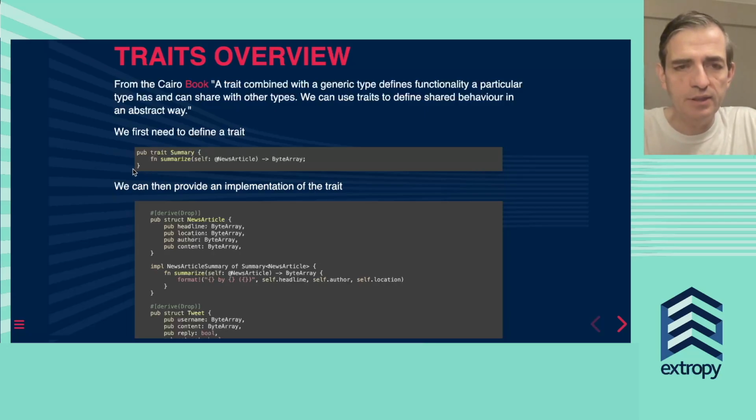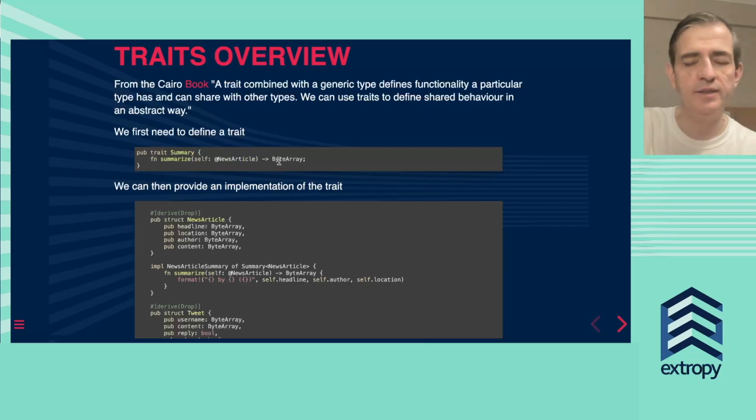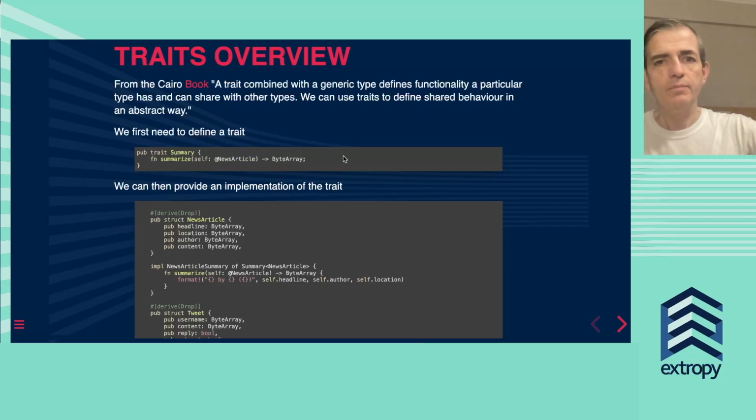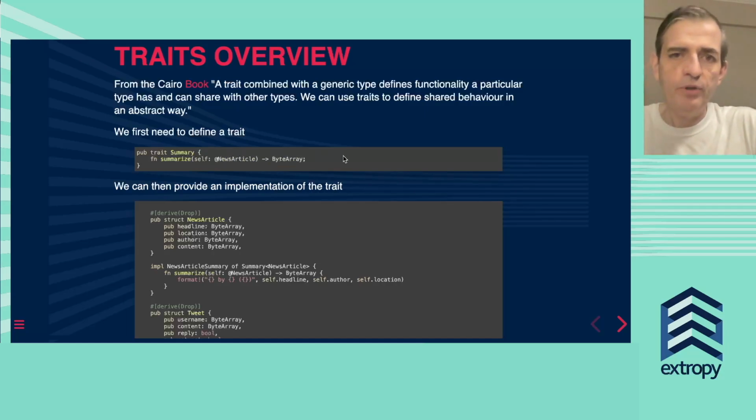As you can see here, we define a trait called Summary, and what we are doing here is saying that if you implement Summary, then you're going to provide an implementation of a function summarize. So you can see here there's the function summarize, the signature of this being given. This takes a snapshot and returns a byte array. But we're not providing the implementation of the function here. We're just providing the signature of the function within the definition of the trait.